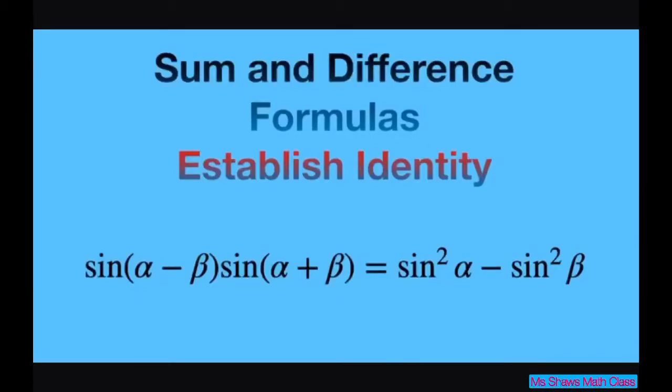Everyone, we're going to establish the following identity: sine of alpha minus beta times sine of alpha plus beta equals sine squared alpha minus sine squared beta. And we're going to use the sum and difference formulas.